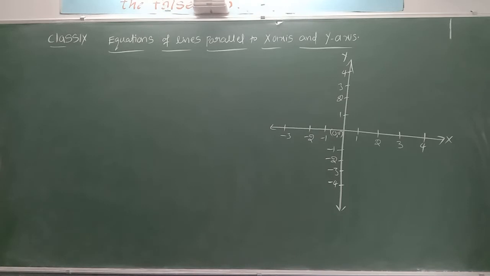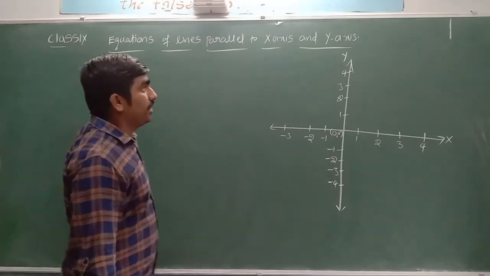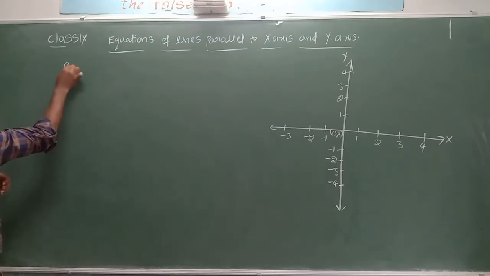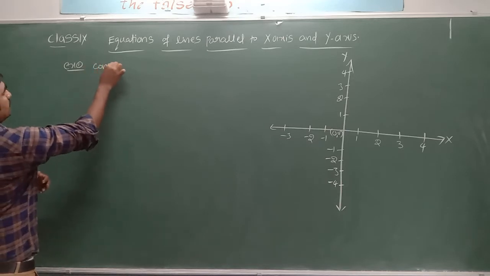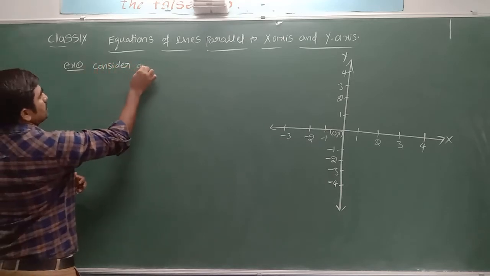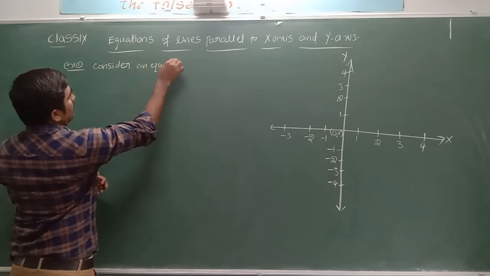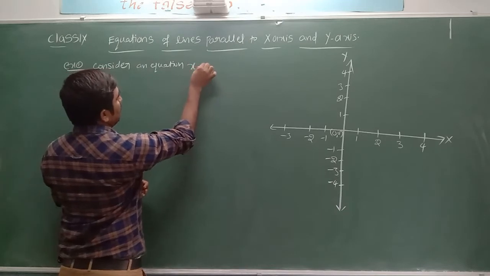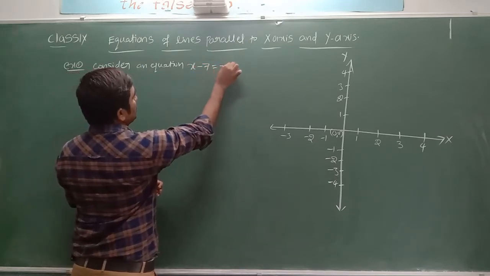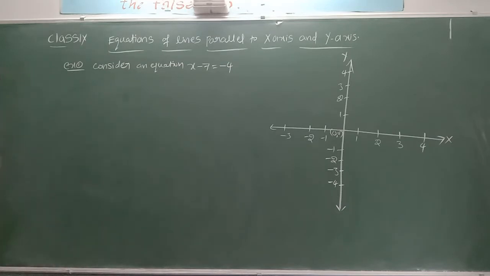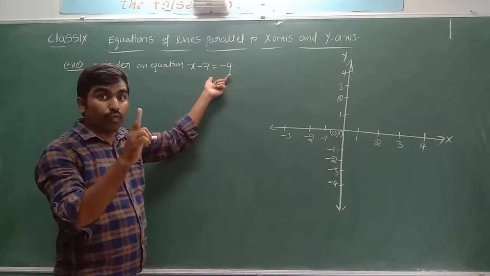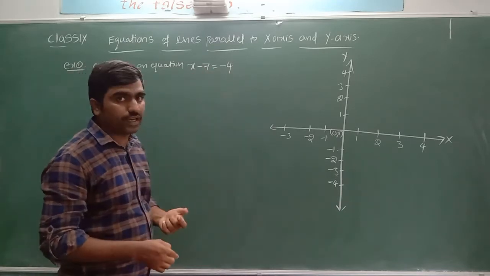Okay children, now we'll see how we can write the equations of a line parallel to the x-axis and parallel to the y-axis. Now let me take one example. Consider an equation: x minus 7 is equal to minus 4. It is a linear equation in how many variables? One variable. It is a linear equation in one variable.